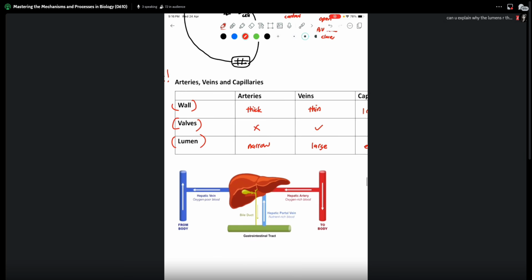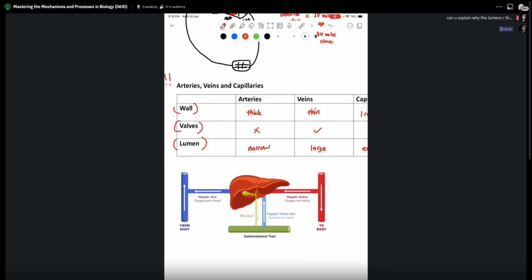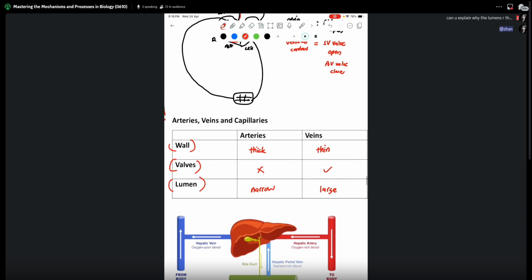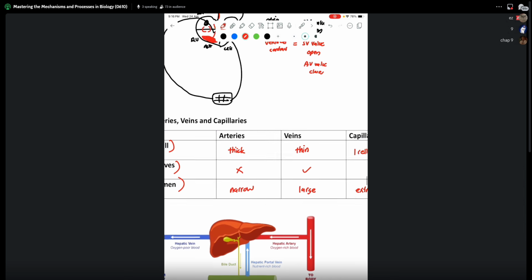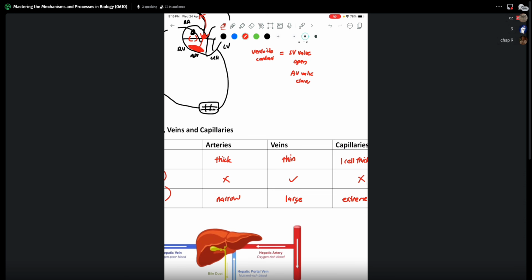Can you explain why the lumens are the way they are? The arteries have a narrow lumen because they already have thick smooth muscle. The thick smooth muscles help pump the blood out at higher pressure, so they do not need a very large lumen, because the blood will still flow at very high pressure. For veins, we have a large lumen because blood has to be sent back to the heart.